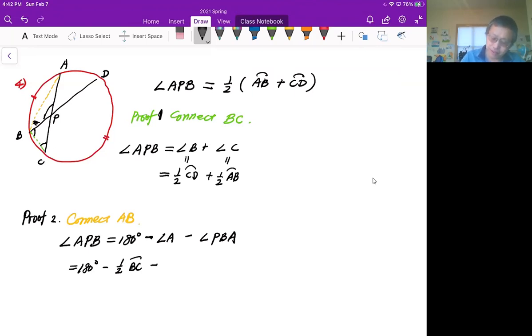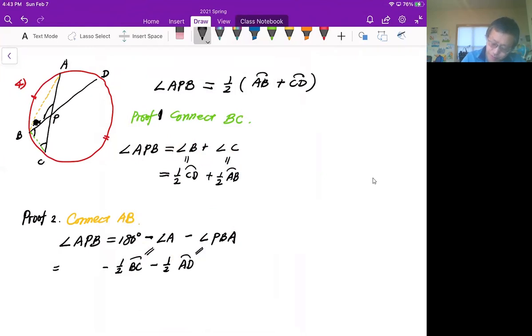Well, for this angle, it's the same idea. This angle is, again, an inscribed angle, and it's half of the arc of AD. So this guy goes here. Does it make sense? And now, how do I simplify that? You get 180 degrees. Well, 180 degrees can be written as half of 360. So let me rewrite that. Let me redo this.